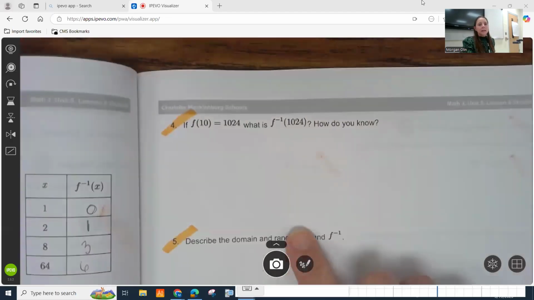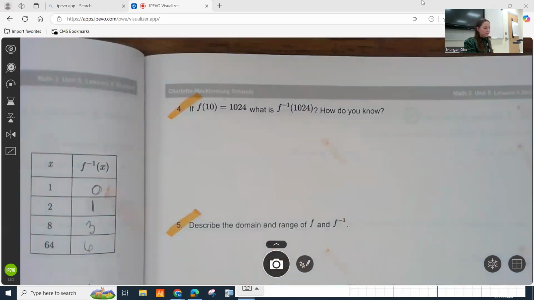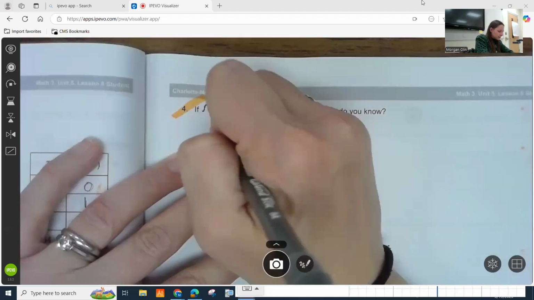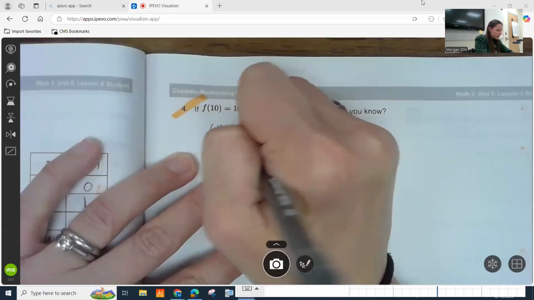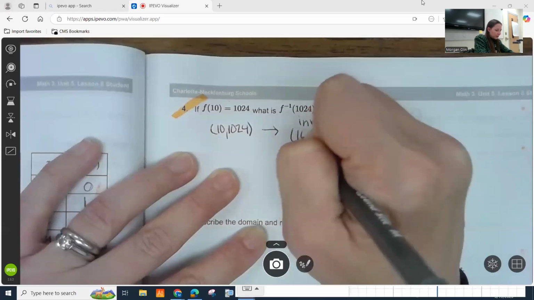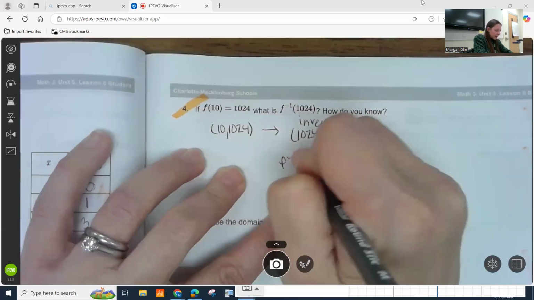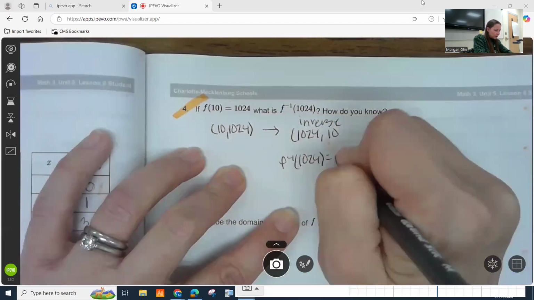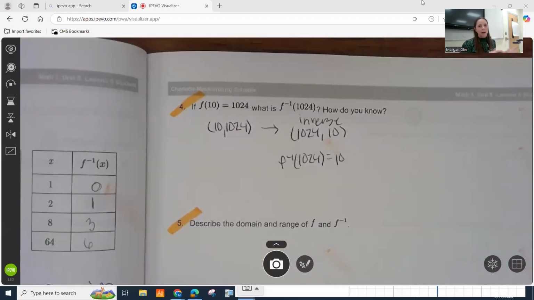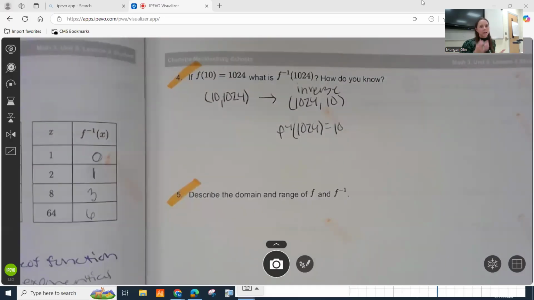It says, if f of 10 equals 1024, what is this right here? Well, just think about it for a second. This is talking about the inverse. So if this point is 10 and then 1024, well, then for the inverse, it's going to be 1024 and 10. So the inverse at 1024 is going to come out to be 10 as the answer. And we could graph that on the graph. However, that's a little high.